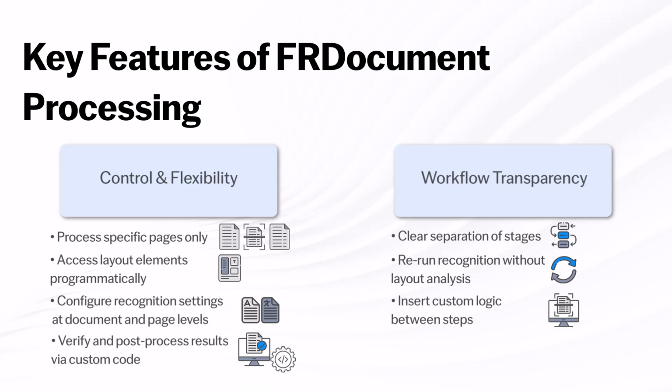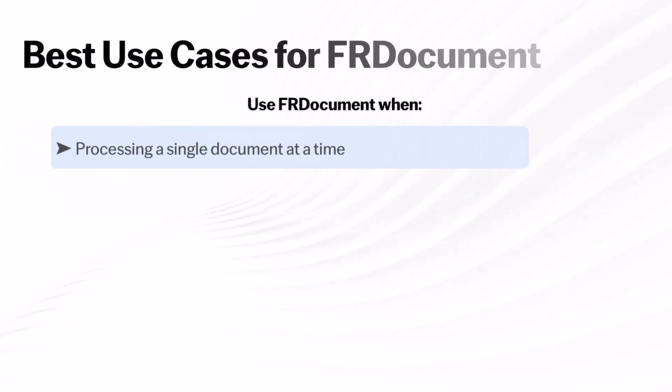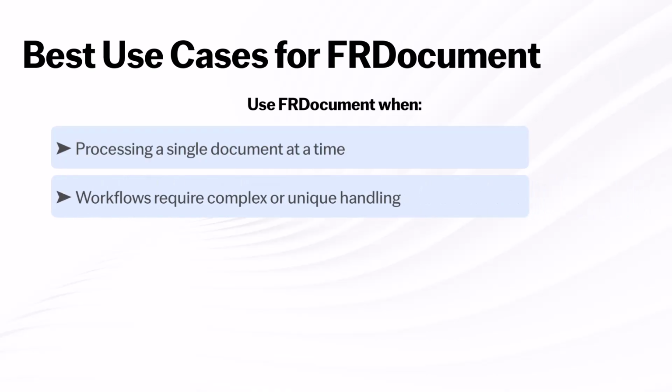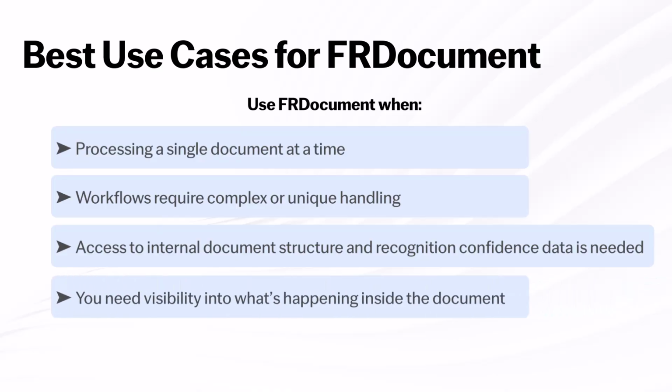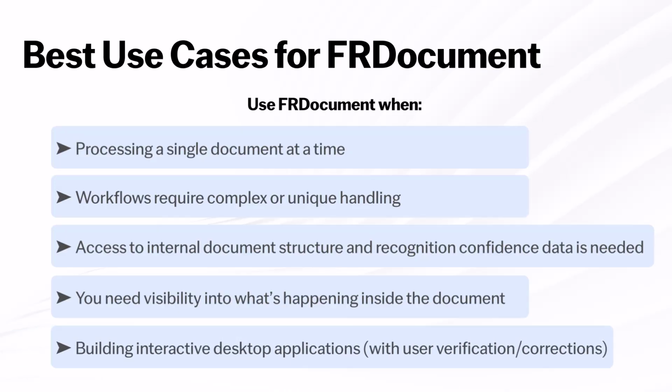So, when should we choose FRDocument processing? The FRDocument object is the right choice when you need to process a multi-page document. It is especially well suited to complex workflows that require fine-grained control over individual pages, layout elements, recognition settings, and step-by-step processing. It is also a strong fit for interactive desktop applications where users may need to review, verify, or correct results during processing.